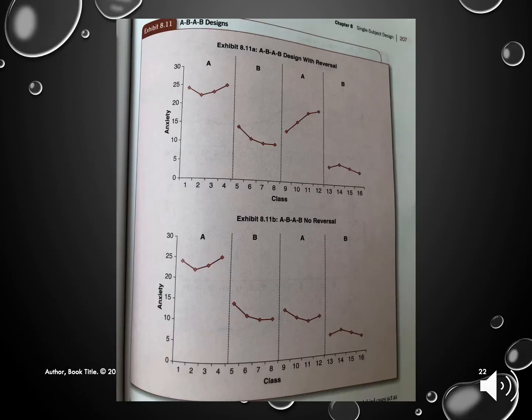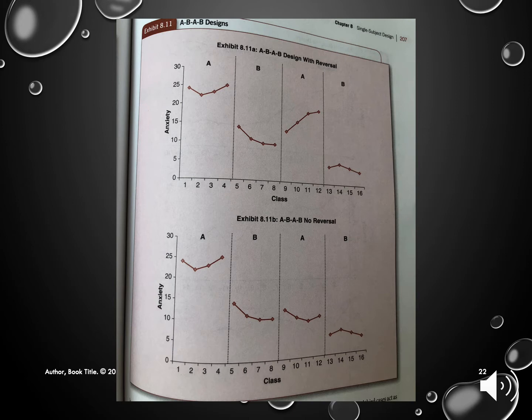So visually, this is a depiction of ABAB. You had A as the initial baseline period, B as the initial treatment or intervention period, then the second A as the withdrawal period, and then the second B as the second intervention.